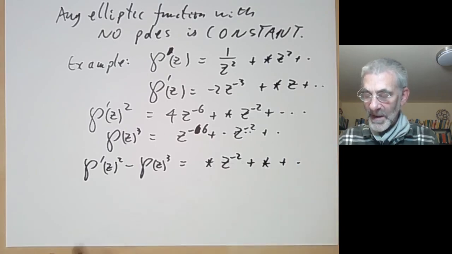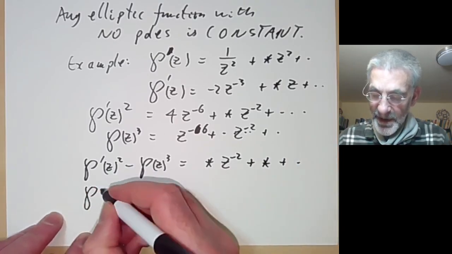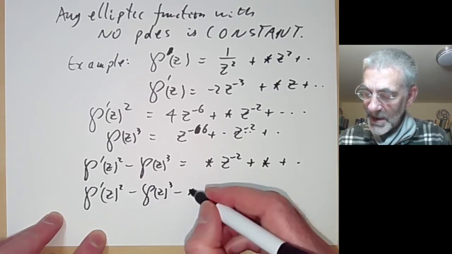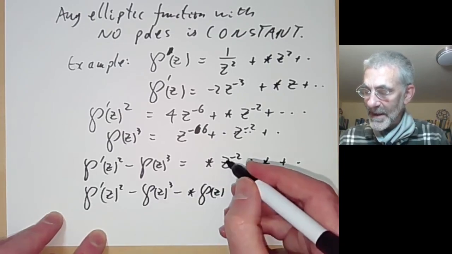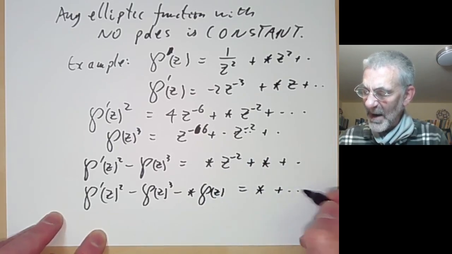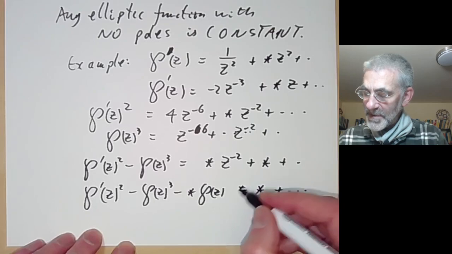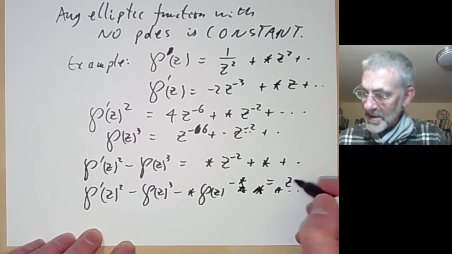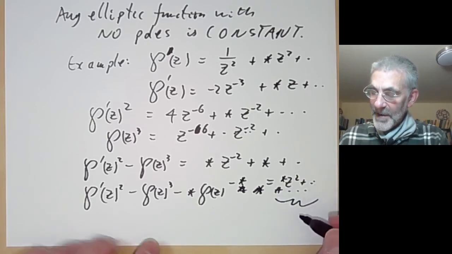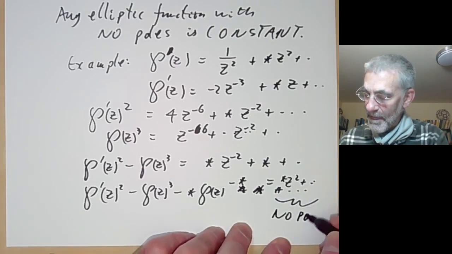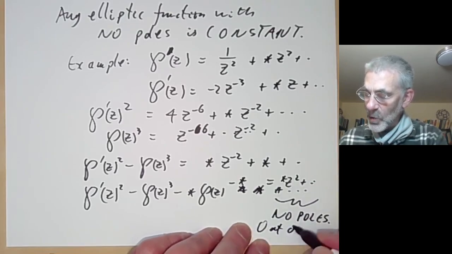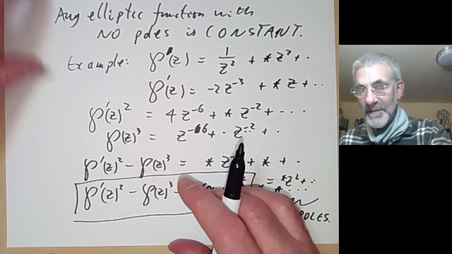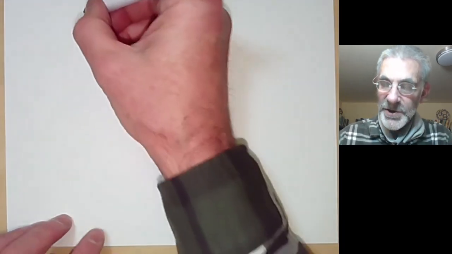Okay, well, we've no idea what these somethings are, but we can now take this squared minus this cubed, and now we can subtract something times p of z in order to cancel out this term, and this will be something plus higher powers, and then we can move the constant to the other side. So minus a constant is equal to something times z squared and so on, and now this is an elliptic function with no poles, and it vanishes at naught, so it must be zero. So we found an elliptic function that's zero, and this gives us a non-trivial differential equation.